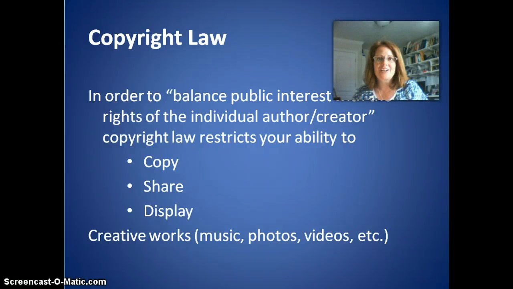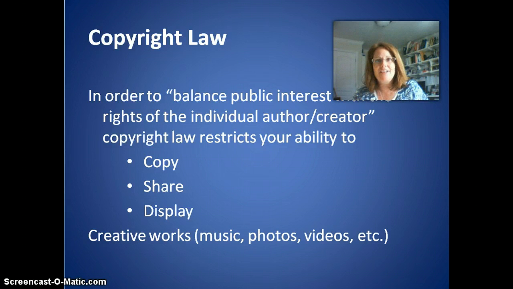So let's have a short discussion about copyright law. On the previous screen, you were asked to respond to two questions regarding copyright law. The first asked what you knew about copyright law, and the second asked why it might be important for you to understand copyright law and be able to share that understanding of the law with your students.